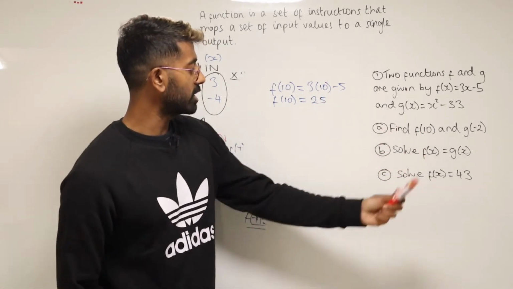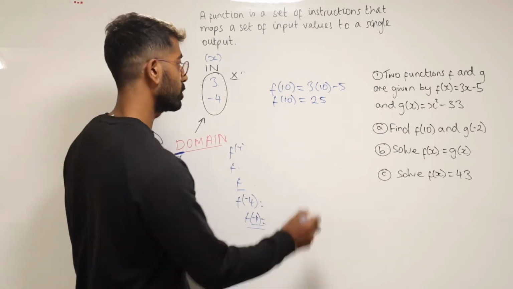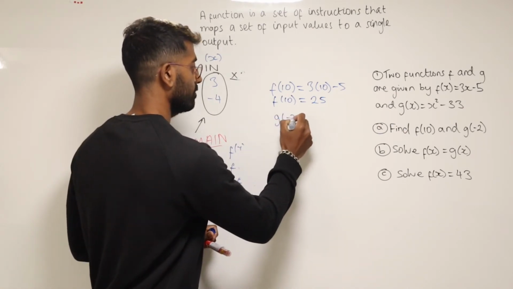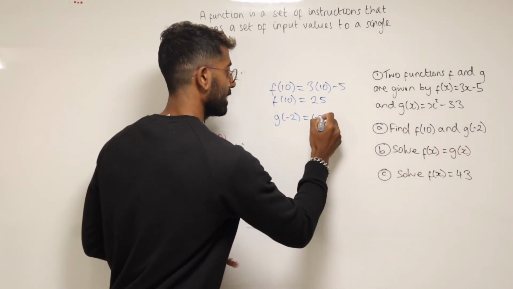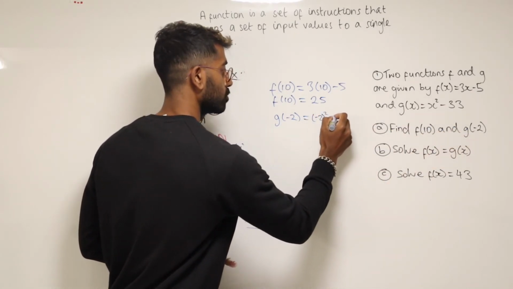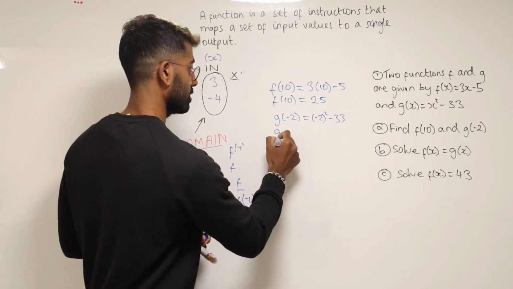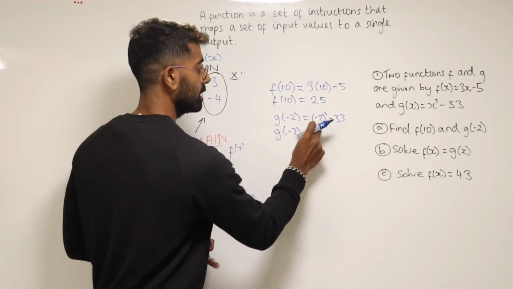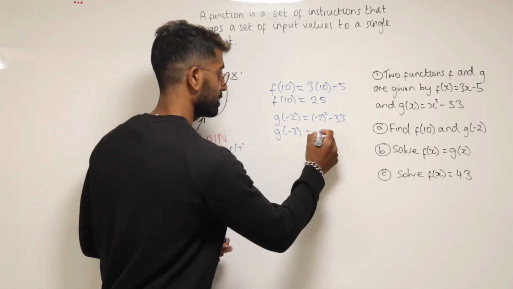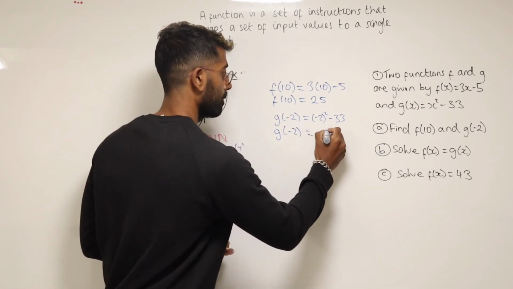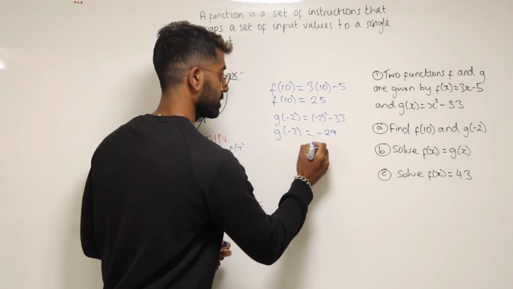Next, we need to find g of minus 2. So g of minus 2 means take your function g and replace the x with minus 2. So g of minus 2 equals minus 2 squared, which is 4, then 4 minus 33 is going to give us minus 29.